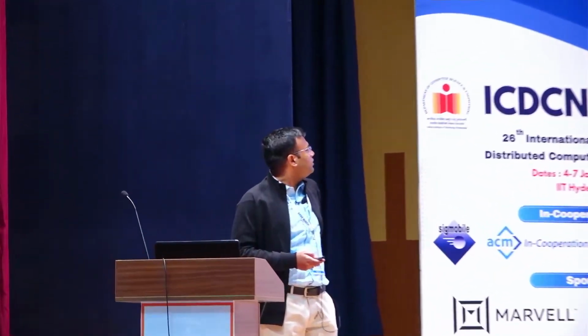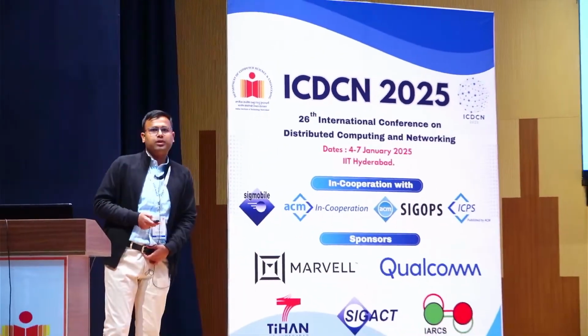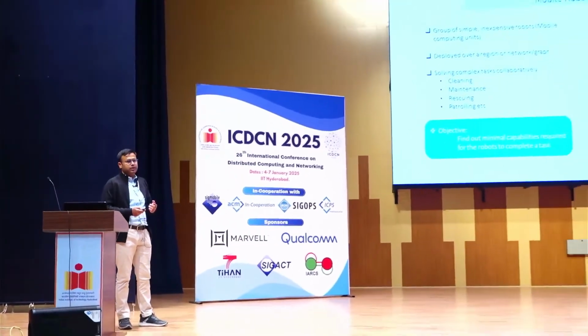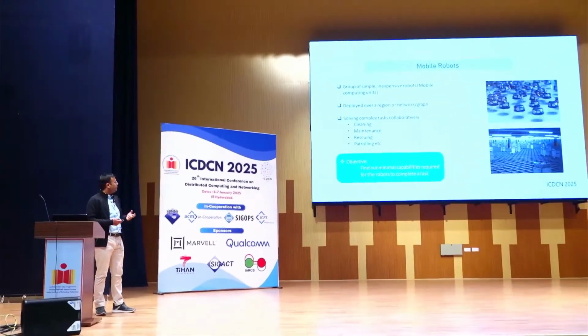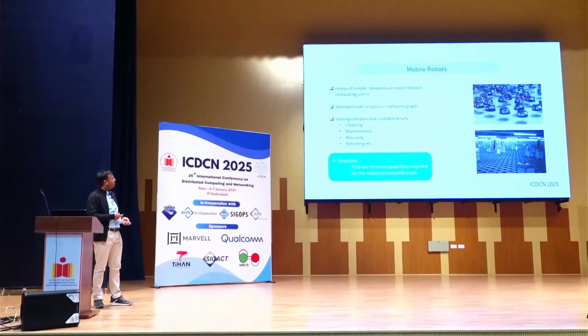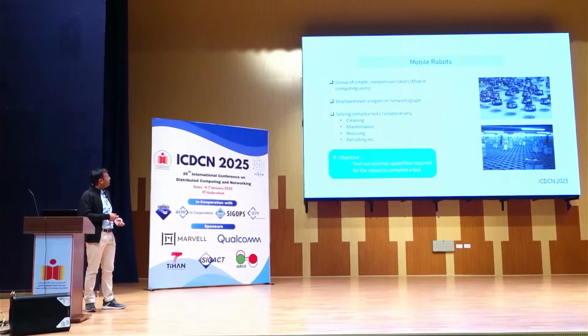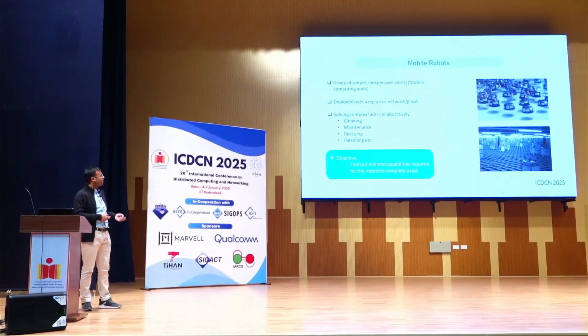Today I am going to present my work titled Computational Power of Mobile Robots, discrete version. Here we are dealing with a group of simple, inexpensive mobile computing units. This can be anything. You can imagine this as simple, tiny sensing devices or large robots which are deployed over a continuous region or plane, or any network or graph, with some goal to solve complex tasks collaboratively.